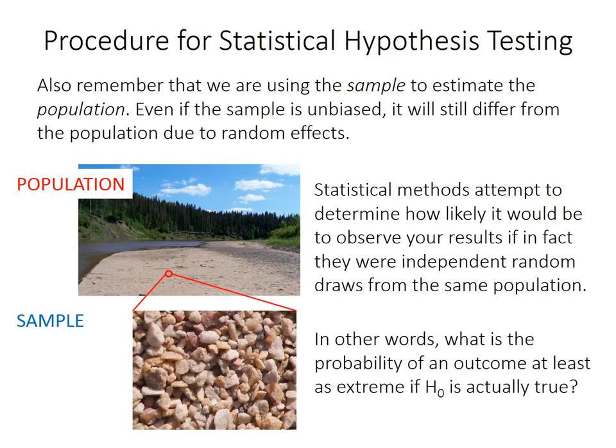Technically, we're going to find the probability of observing an outcome at least as extreme as your result if the null hypothesis is true. So we don't care about your specific result. We care about something at least as extreme or unusual as your result.